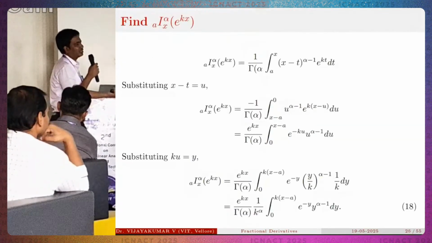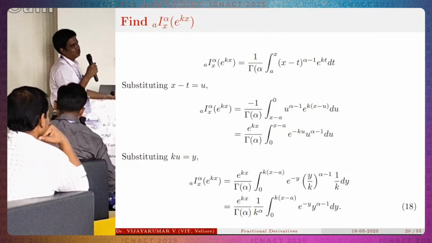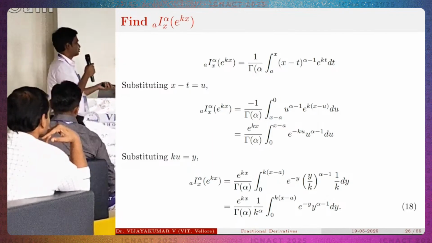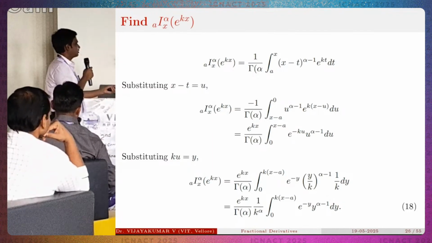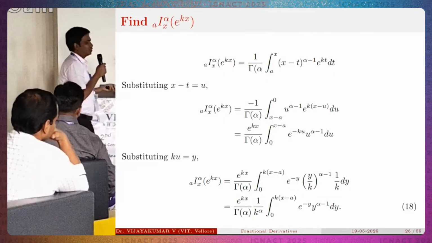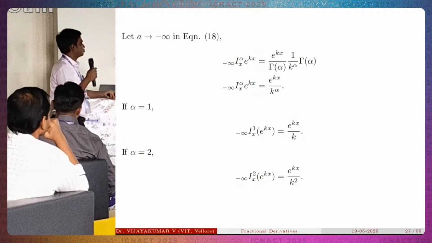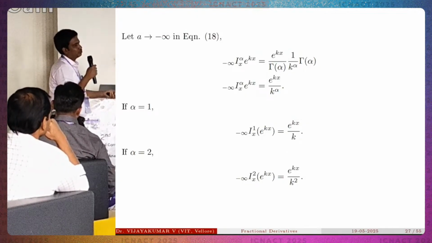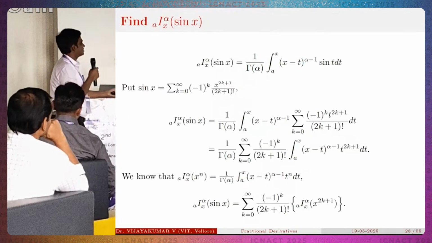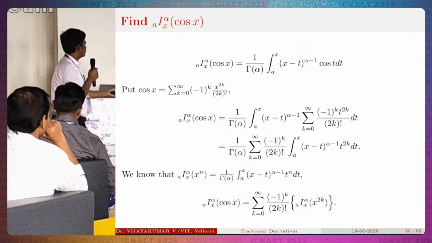If you want integer order derivative, we are able to use it. Integer order integral, we are able to use that also. So e power kx, yes, it is similar to the integral of e power kx dx. Suppose if my alpha is 1, I have to get the answer e power kx by k. If alpha equal to 2, it is double time integration, so divided by k square. Fine. So sin x, cos x, everything we are able to derive using the formula we reached.